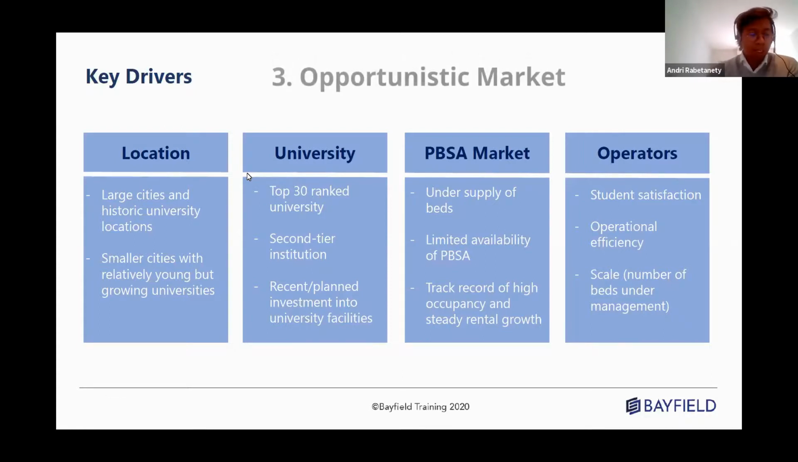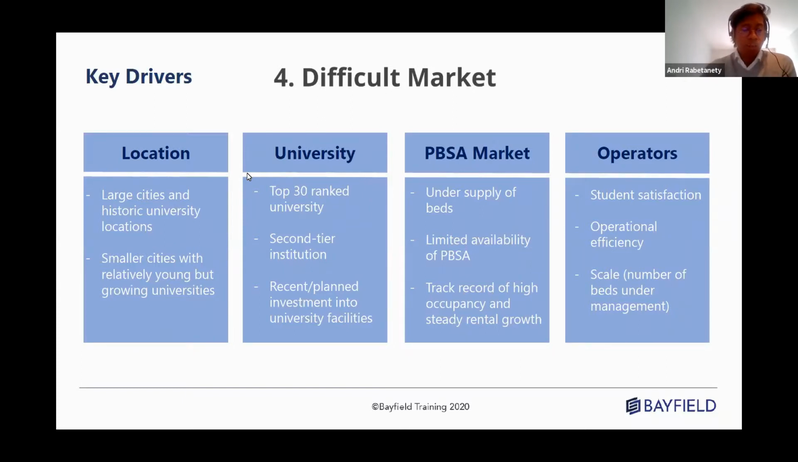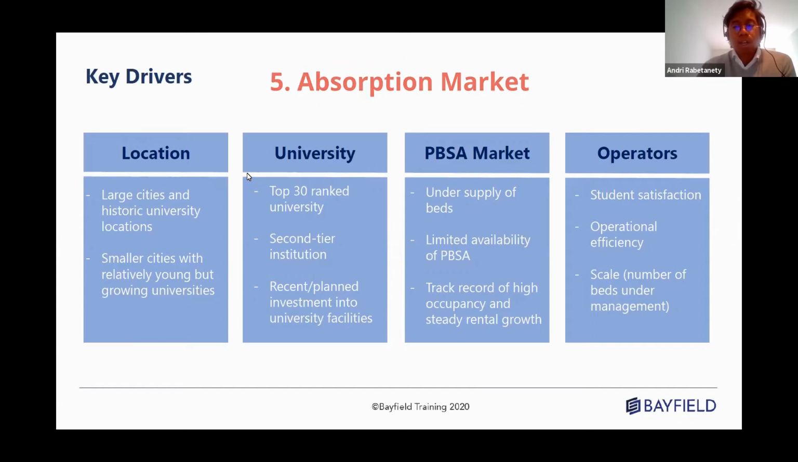You have opportunistic markets that are healthy markets, but that may have particular concern about product type, micro location, or pipeline that may impact future investment decisions. And finally, you'll have difficult markets that have suffered due to a range of factors such as affordability, economic factors, or cultural factors. And finally, those markets where you don't want to invest are absorption markets, where, when you look at the ratio of students to bed ratio, it has been covered. So you don't need new supply, you don't need particular PBSA in this market.